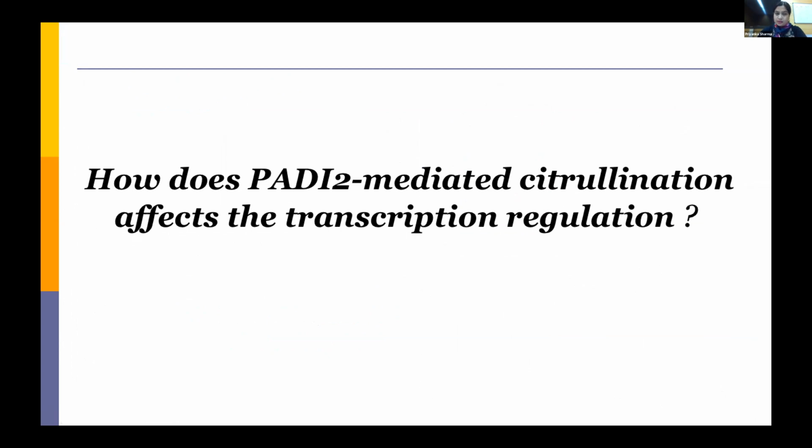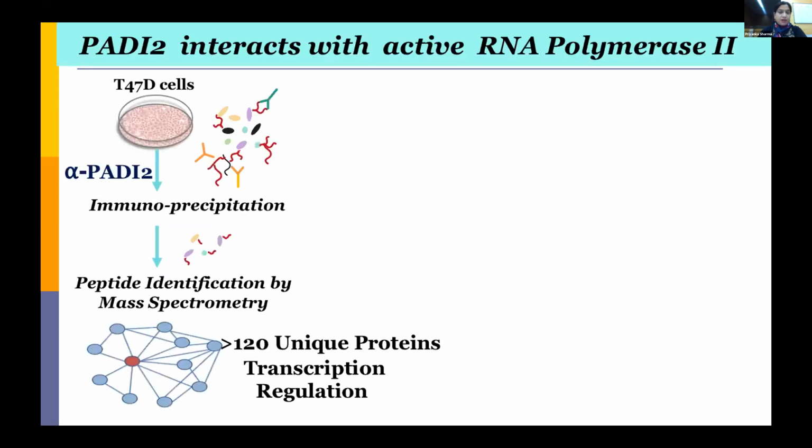To understand these questions, we applied several approaches, and one of the approaches we did in a very hardcore way to understand this mechanism. We tried to figure out what are the proteins which are interacting specifically with PADI2 in the nucleus of these cells. So we used immunoprecipitation, with the PADI2-specific antibody followed by mass spectroscopy using peptide identification.